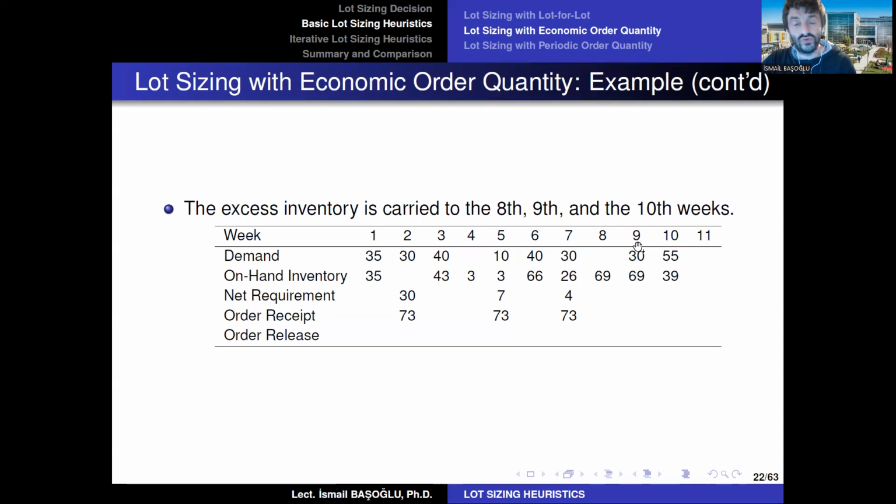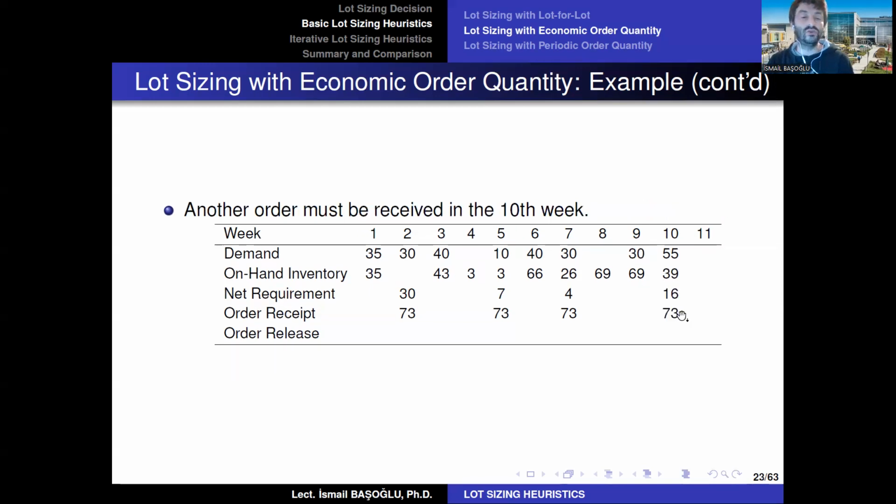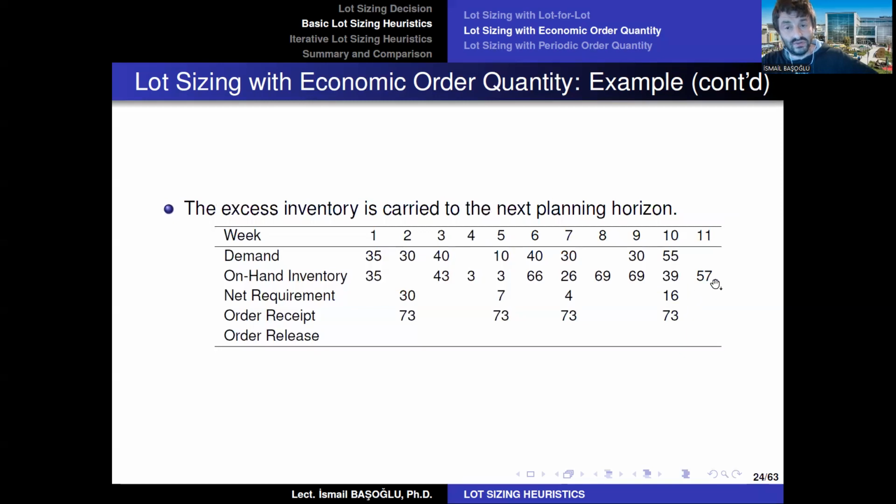Here we have 30 units of demand again, my friends, and that will be met by these 69 units, and the remaining 39 units will be carried to the next week, and in the next week we have 55 units of demand, which is not going to be met by the existing on-hand inventory, which means at this point we need to plan another order receipt, as we have 16 units of net requirement. Now, when you plan a receipt of 73 units again here, it will meet 16 units of net requirement, and after that, the remaining 57 units will be carried to the next planning horizon, okay?